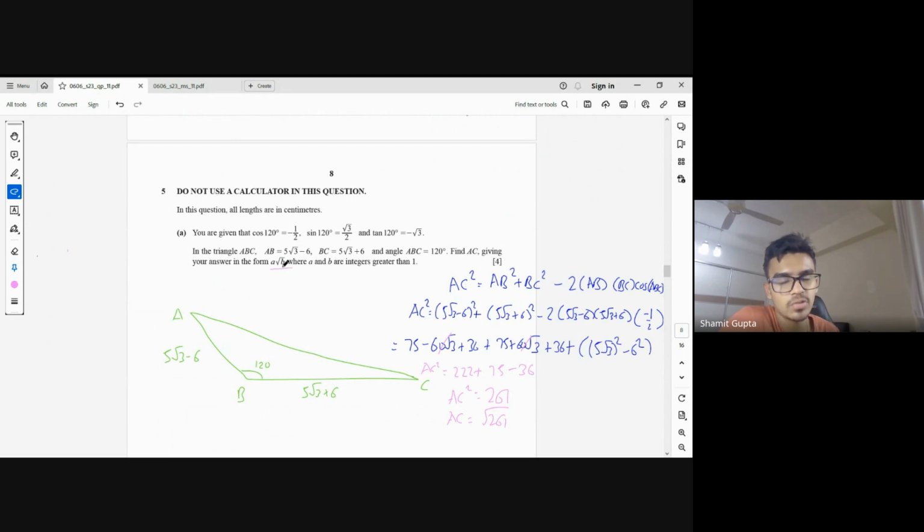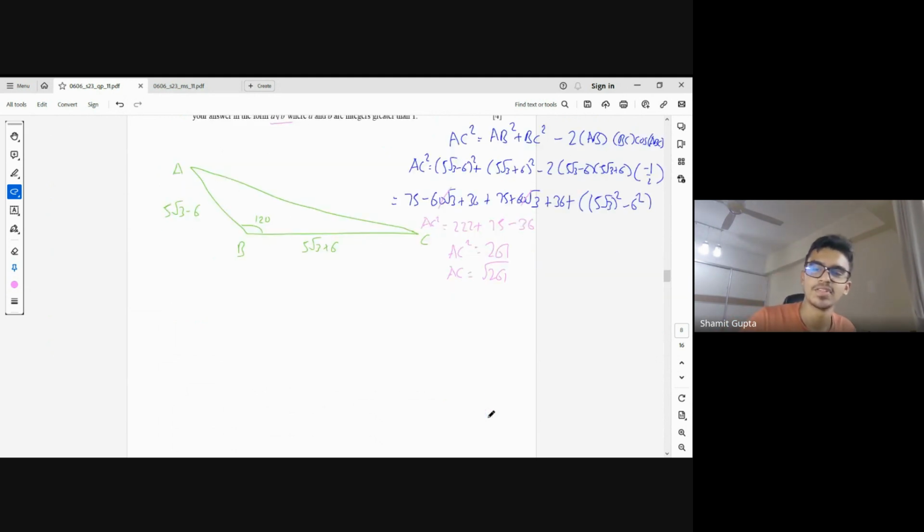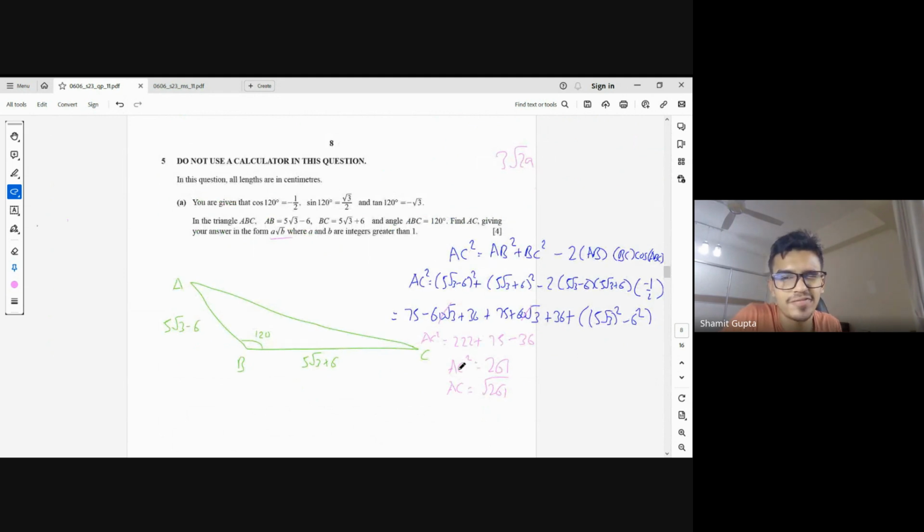Now they ask in the form A root B. If you put root 261 in your calculator, it'll give you 3 root 29. But you can't write 3 root 29 directly, they'll know you've used the calculator. So what you can do is reverse engineer it. You already know it's equal to 3 root 29, which is the same as root 9 times 29. So you can write AC is equal to root 9 times 29, which is equal to 3 root 29. So A is equal to 3 and B is equal to 29. Now this is our answer.